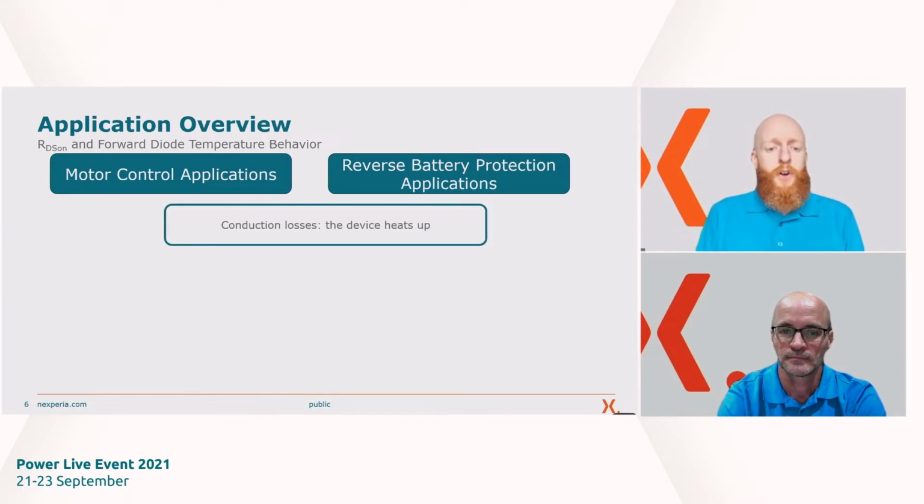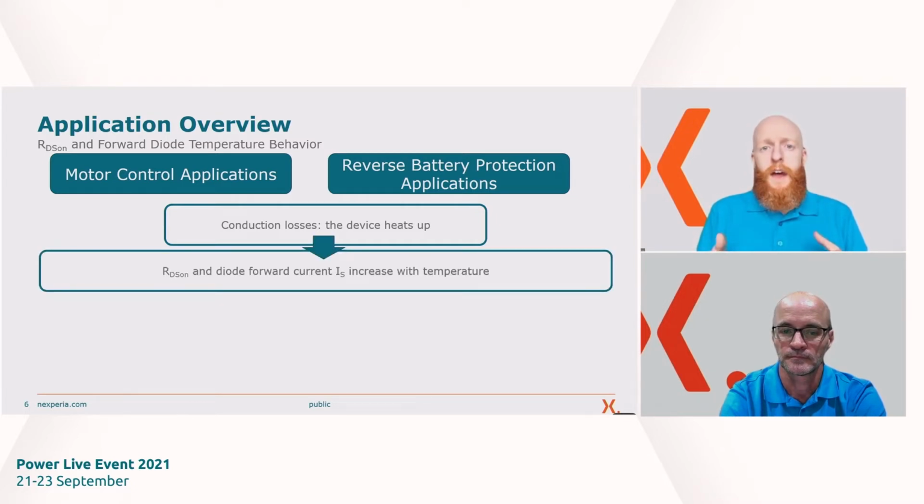So here we've got a couple of application examples where I'm going to drill down into a bit more detail to what's included in our behavioral model. Here I'm showing motor control and reverse battery protection, and both of those rely heavily on the RDS(on) of the MOSFET. As current flows through the MOSFET, you're going to get power losses due to the ohmic losses of this on-state resistance, and the device will heat up.